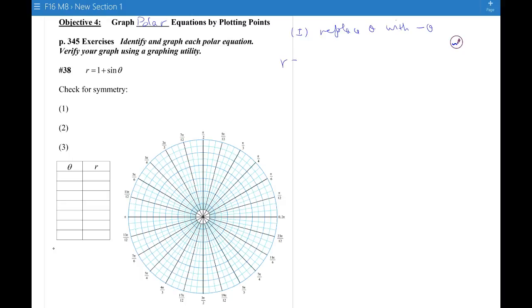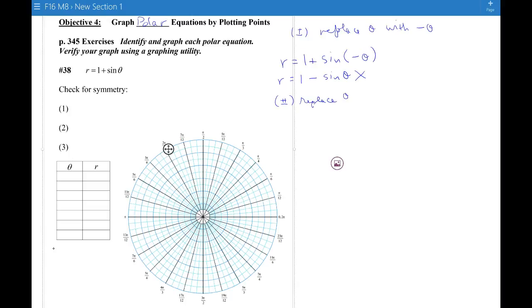Okay, so we're going to go r equals 1 plus the sine of negative theta, which is 1 minus sine theta when we use the fact that sine is an odd function. And you say, nope, this doesn't appear to have symmetry about the polar axis. So now let's try looking for symmetry about the vertical axis.